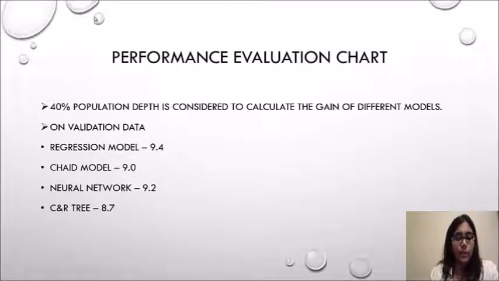Coming to the next criteria, performance evaluation chart. We have considered 40% population depth, by which I mean if we take the top 40% of the population, how much is the gain for that particular model. Here we can see that the regression model has a gain of 9.4 on the validation data.